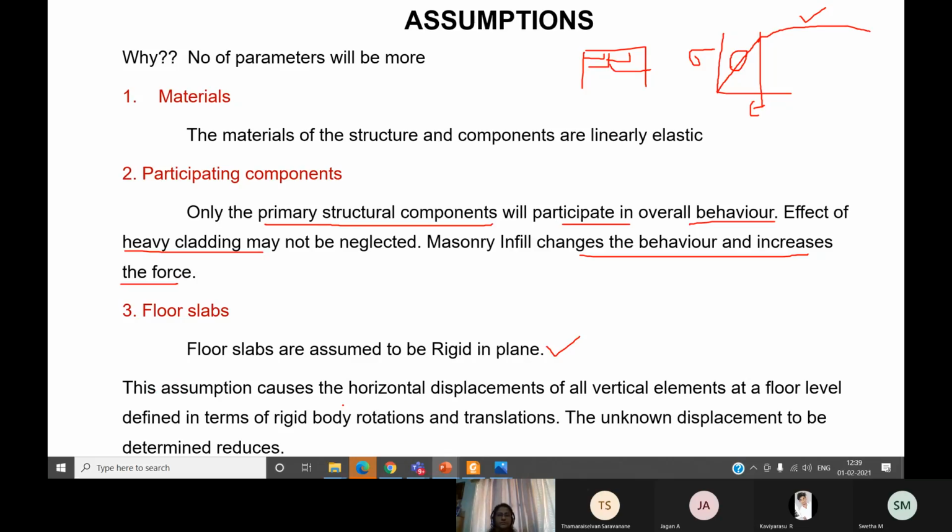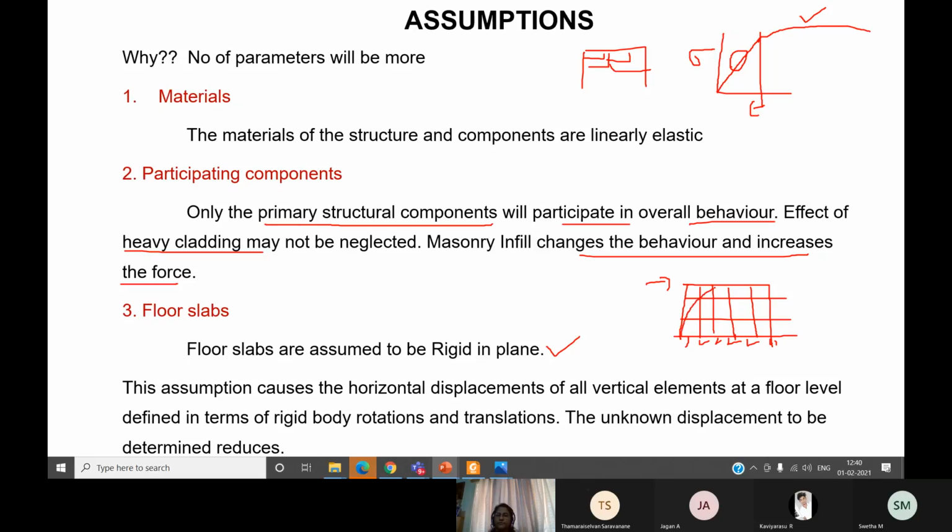This assumption causes the horizontal displacements of all vertical elements at a floor level to be defined in terms of rigid body rotations and translation. Therefore, the unknown displacements to be determined reduce. What is the meaning of this? Suppose you have a multi-bay, multi-storied rigid frame structure available. Now this is subjected to some lateral force.